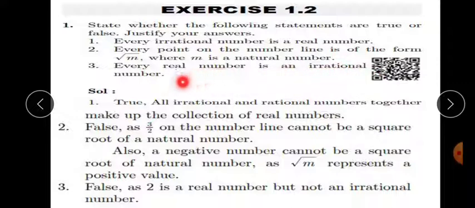So just go into the details of this solution and try to correlate with the concepts which I gave you in the previous video. These all questions are very important. All of you go through it nicely. Let us move to the next question.